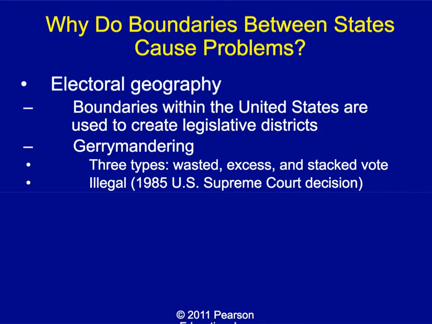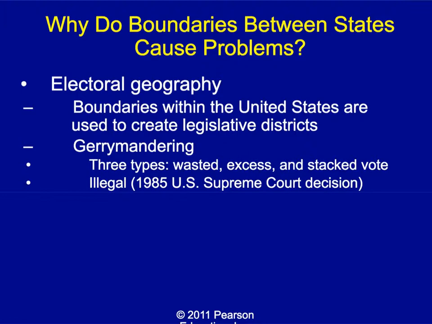There is a process of redrawing legislative boundaries for the purpose of benefiting a party in power. That's called gerrymandering. It's a very, very intense word when it comes to figuring out how you're going to divide up your population to set up who's going to vote for where, who's going to vote for who, and where they're going to vote. Gerrymandering takes place in three basic forms, and we're going to talk about those. There's the wasted vote, the excess vote, and then the stacked vote. All three of these are actually illegal.